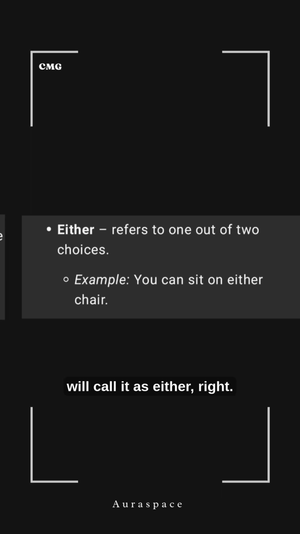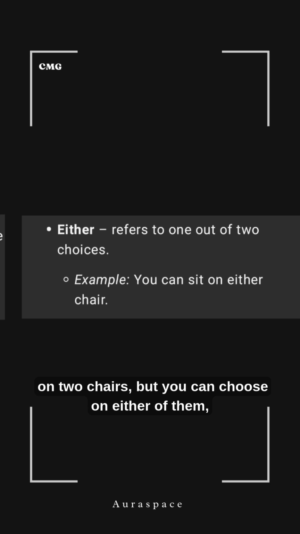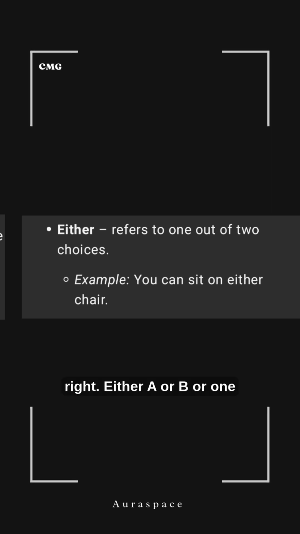Now, the third one is either. Some will call it either. Now, this refers to one out of two choices. So we are talking about only one out of the two choices. So the total here, or the totality, is two, and now we are referring to one of them. Example: You can sit on either chair, meaning you can't sit on the two chairs, but you can choose either of them. Either A or B, or one or two, but not the two.